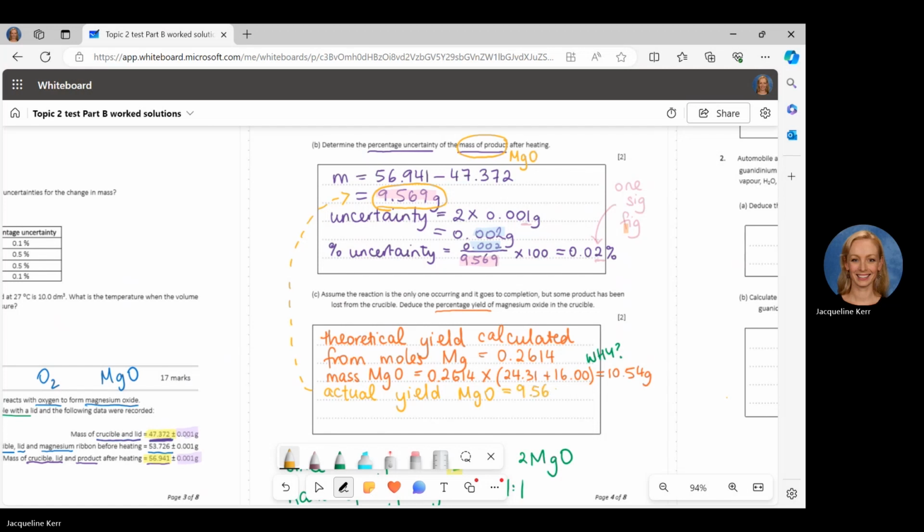So my percentage yield then is what I actually measured of magnesium oxide divided by how much I expected to make based on the moles of reactant I put in. And again, being a percentage, like the last question, you have to multiply your answer by 100 to convert it to a percentage. About 90.79%.